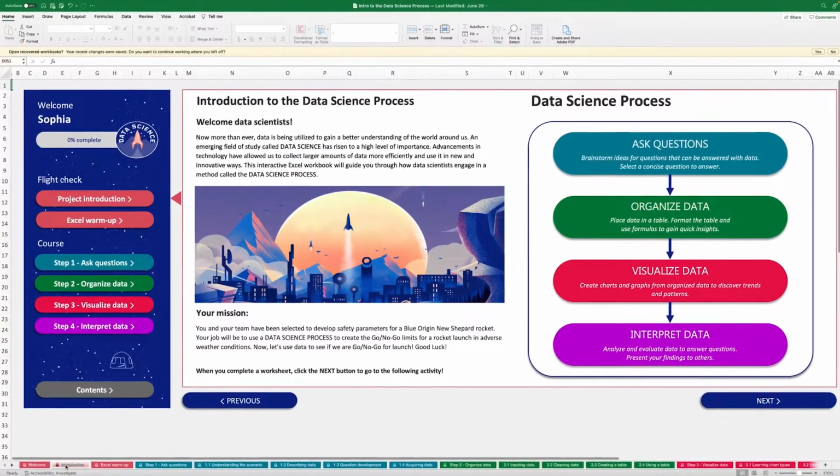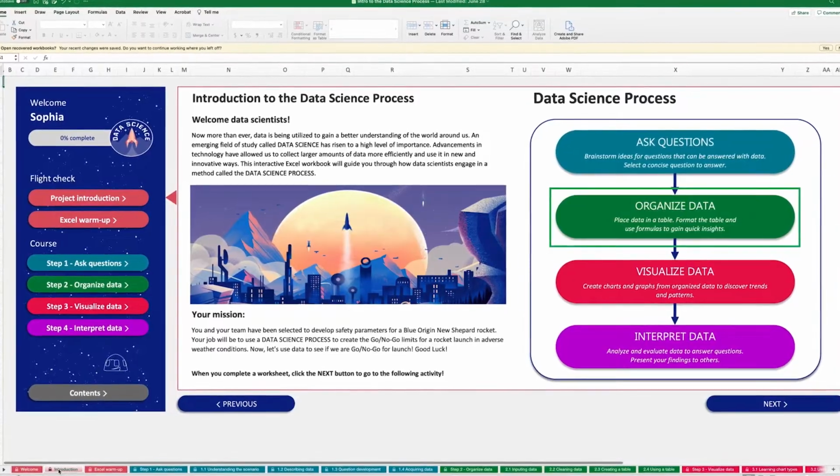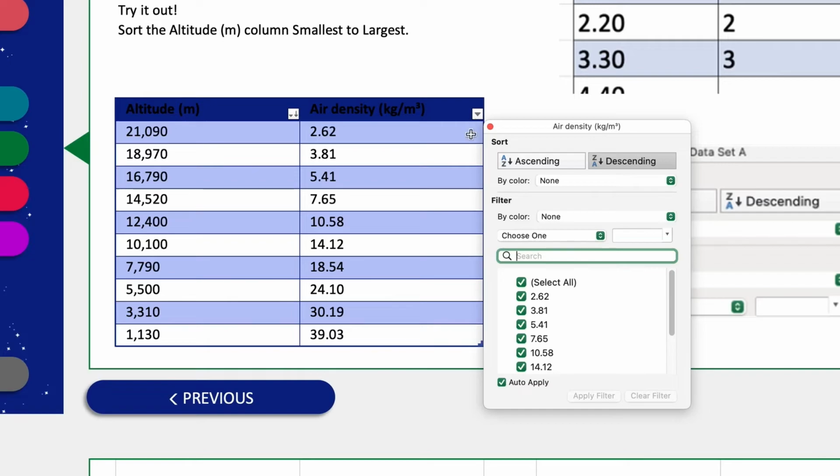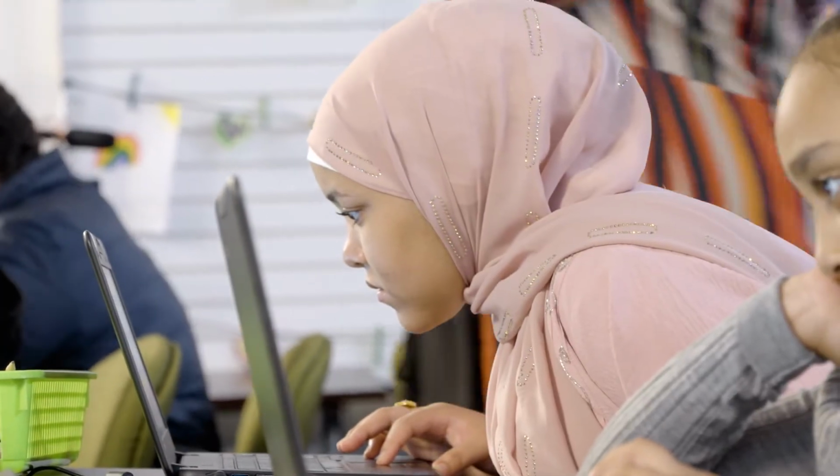The second step in the Introduction to Data Science journey is to organize data. During this step, students learn how to organize data into tables so that it can be sorted, analyzed, and visualized easily.